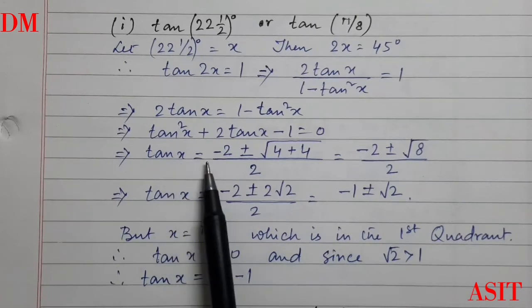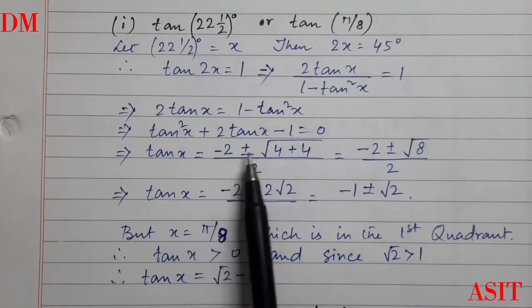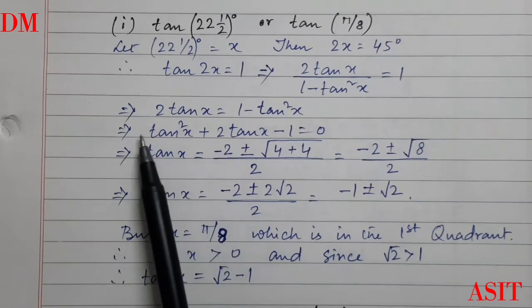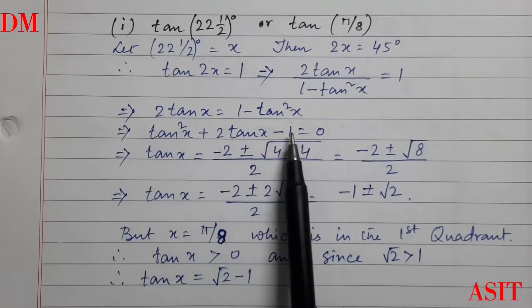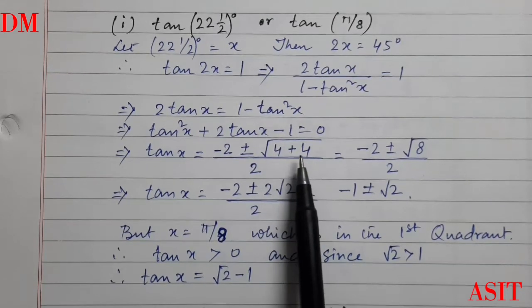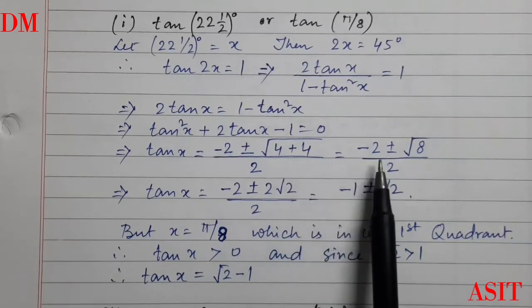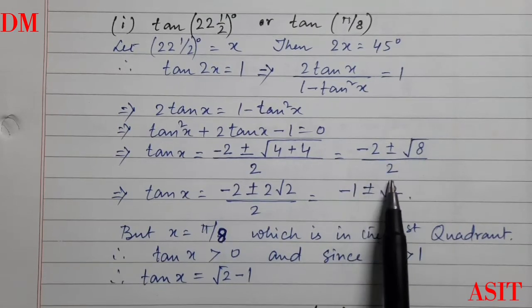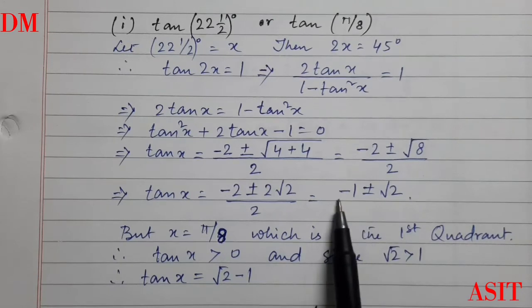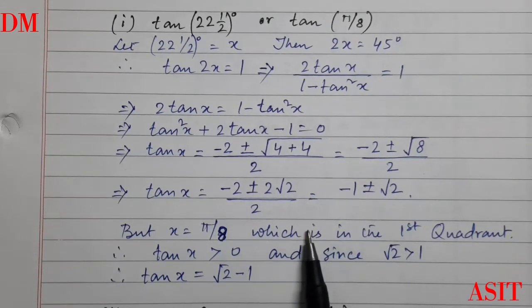So tan x will be equals to minus b plus minus root of b square minus 4ac, over 2a. a is 1 here and c is minus 1. So it will become plus 4. So it is minus 2 plus minus root 8 by 2. Now we can simplify this thing. We will get minus 1 plus minus root 2.